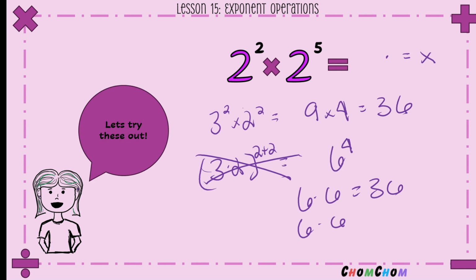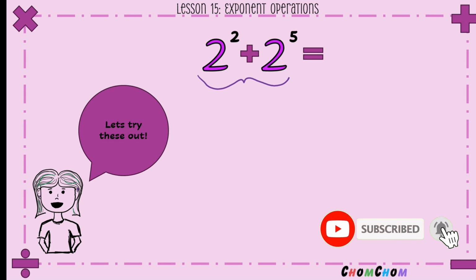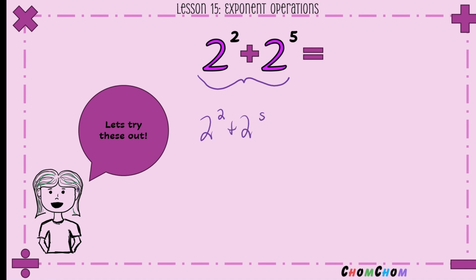Alright, now let's move on to our next operation, addition. What do you think we should do here? What do you think the right way to go about this is? If you said we can't combine these two, you would be correct. So 2 squared plus 2 to the 5th equals something. So technically, if we combine these and we got this, we would get 2 to the 7th.